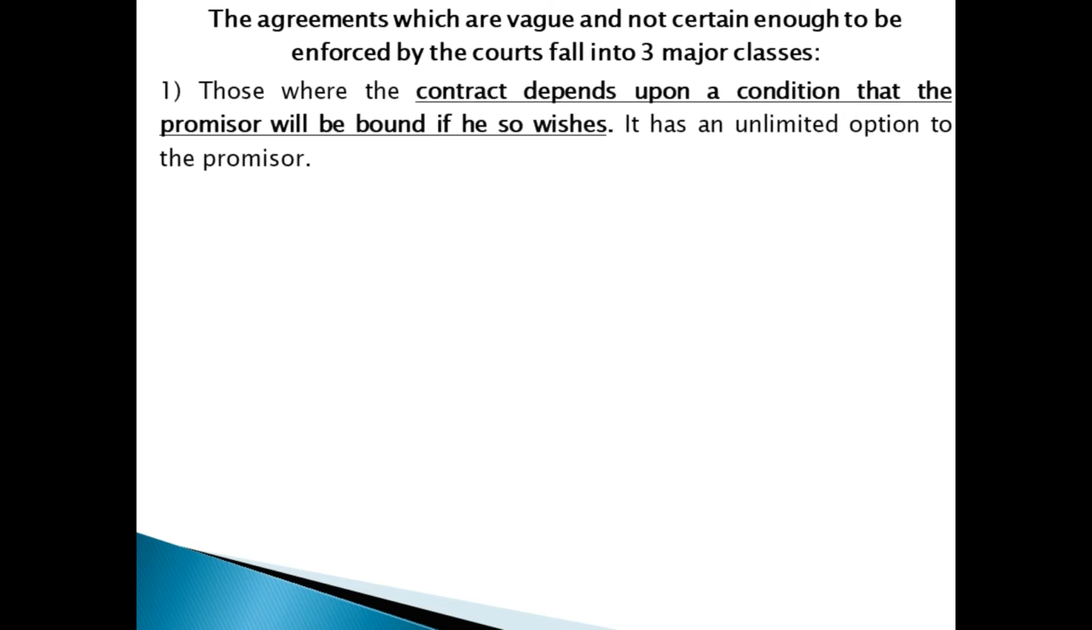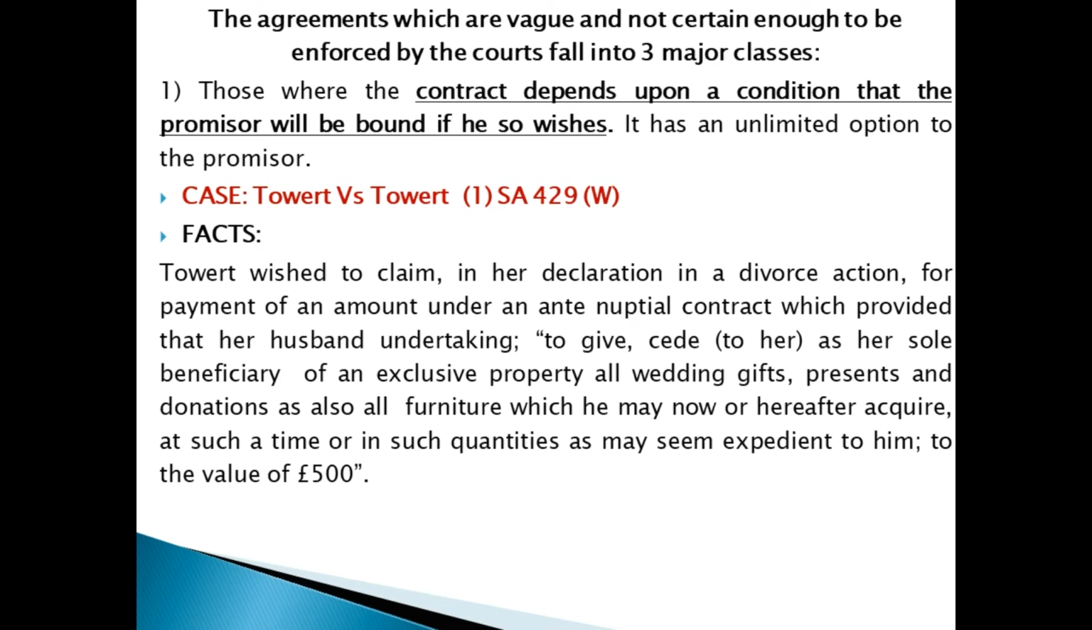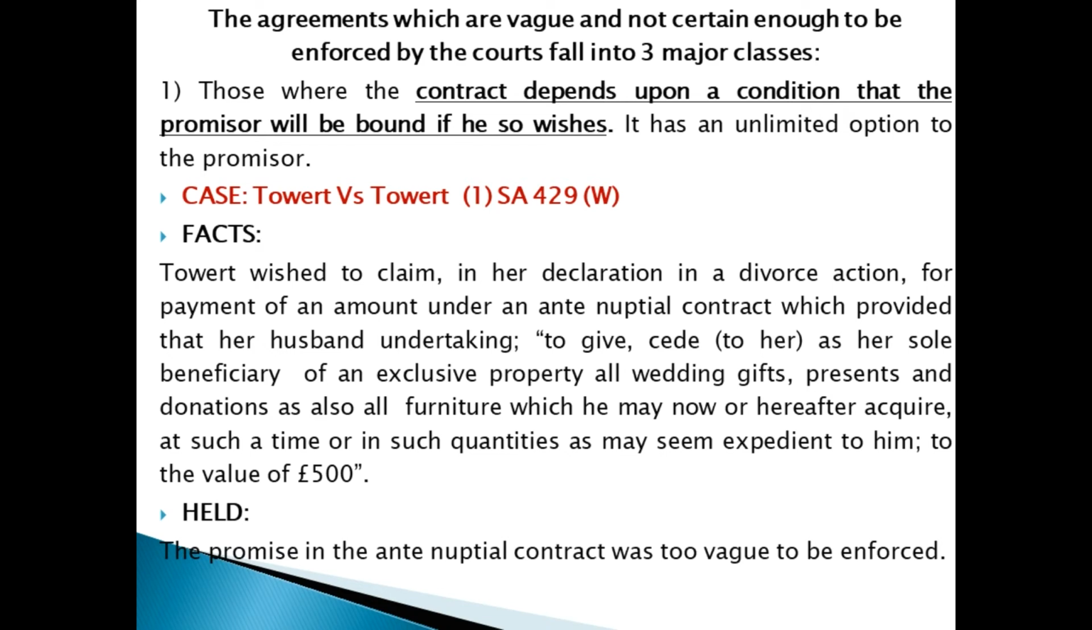First, those where the contract depends upon a condition that the promisor will be bound if he wishes to do so. It has an unlimited option for the promisor. For example, in this case, the wife wished to claim in a divorce action payment under an antenuptial contract, which provided that her husband undertook to give to her as sole beneficiary an exclusive property of wedding gifts, presents, and donations, as also all furniture which he may now or hereafter acquire, at such a time or in such quantities as may seem to him, to the value of 500. It was held that the promise in the antenuptial contract was too vague to be enforced.